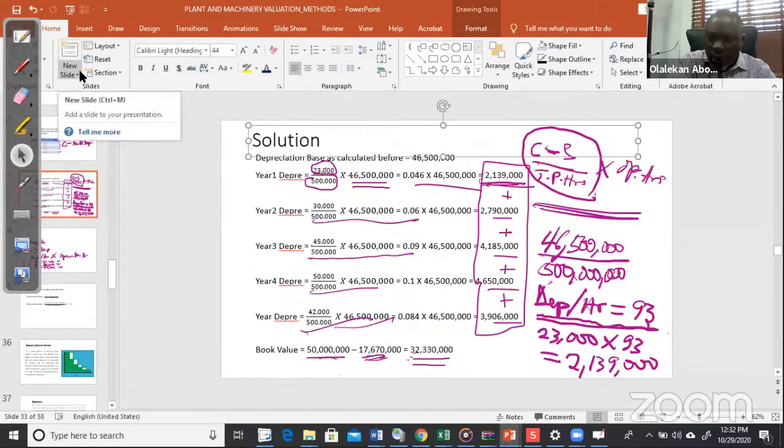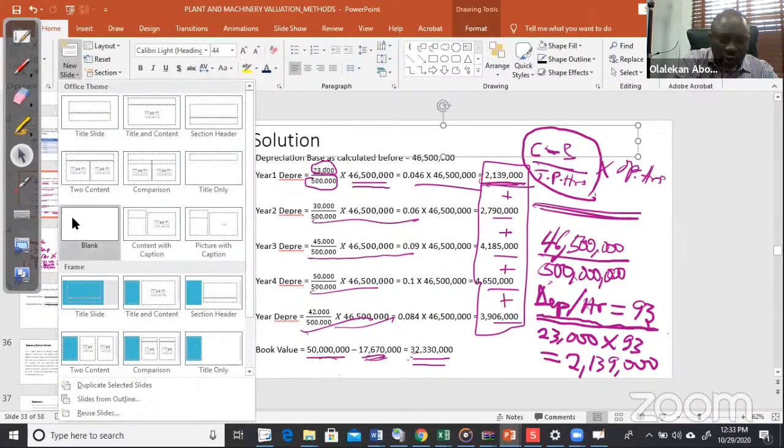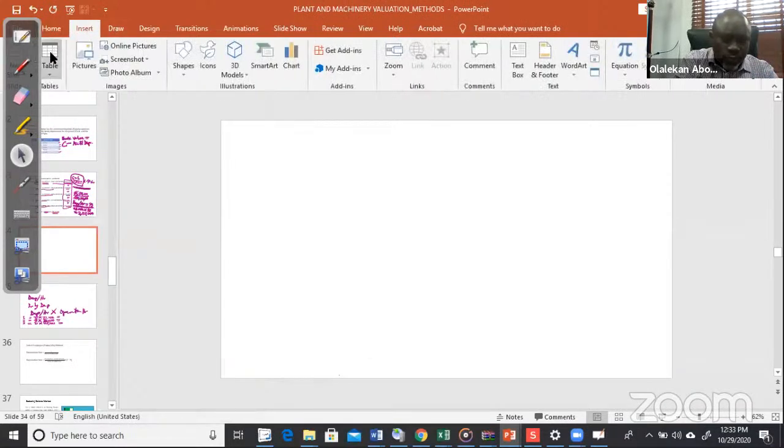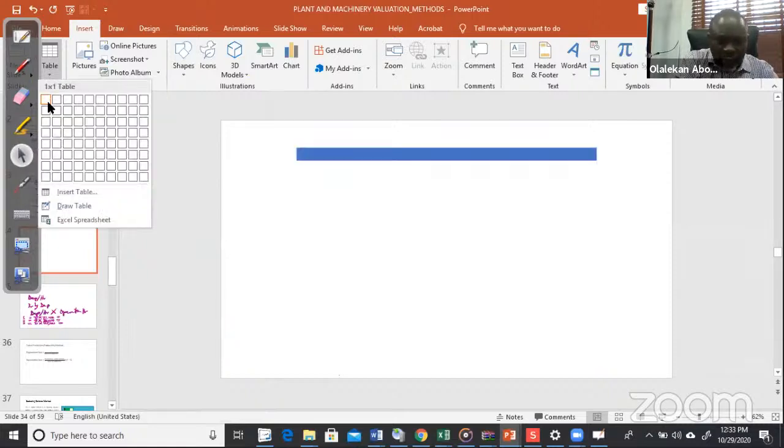Okay, let me quickly do a table, because I think this kind of question can be set. I will quickly input and calculate the depreciation. I'll use this depreciation figure that we have, and I'll show you just what you have to do. Depreciation and the value.